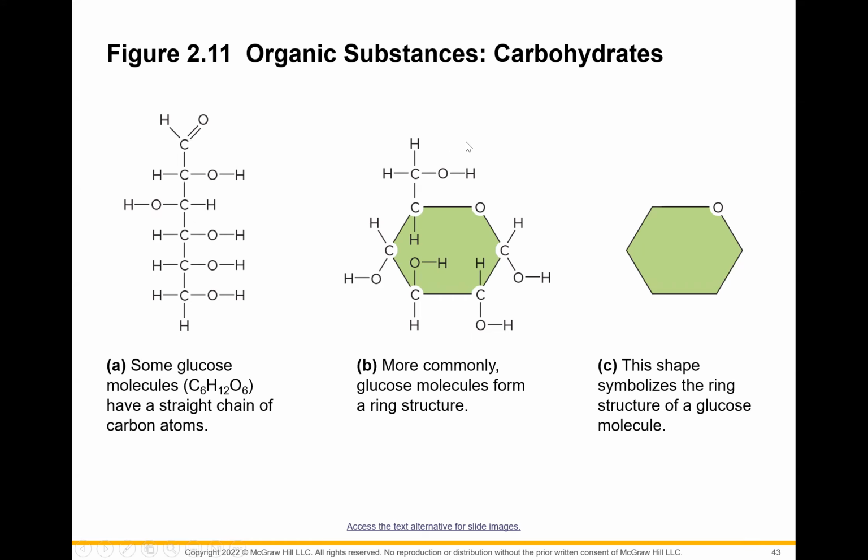Sometimes you'll see them in a ring format. And then sometimes you'll see that there's that ring shape and they just show you a very straight structure picture of a glucose molecule. But they're all actually depicting the same thing. They're showing you that C6H12O6.